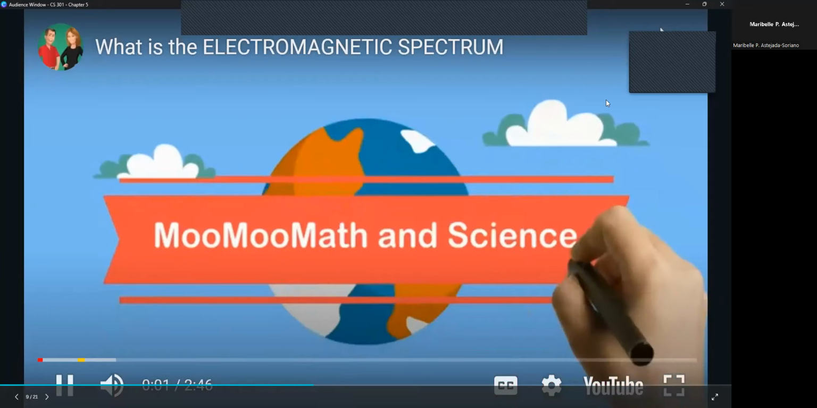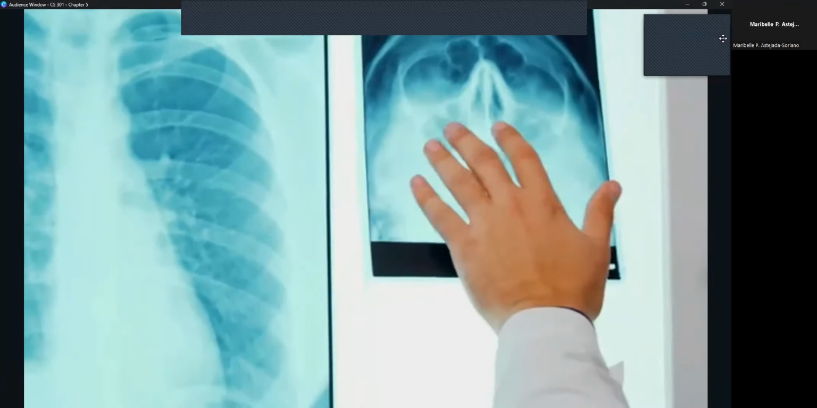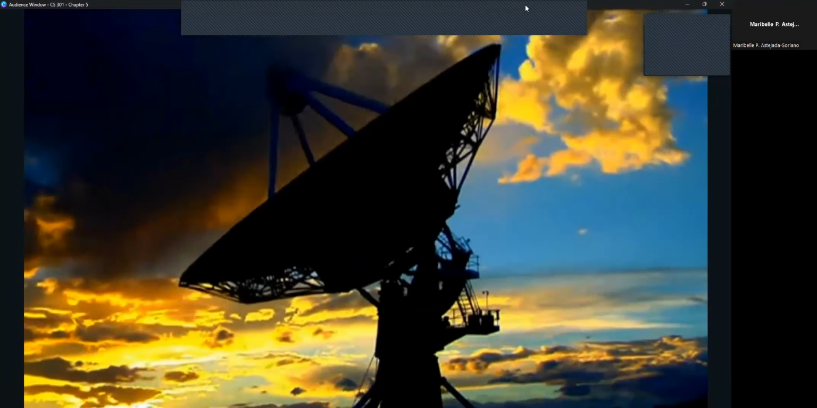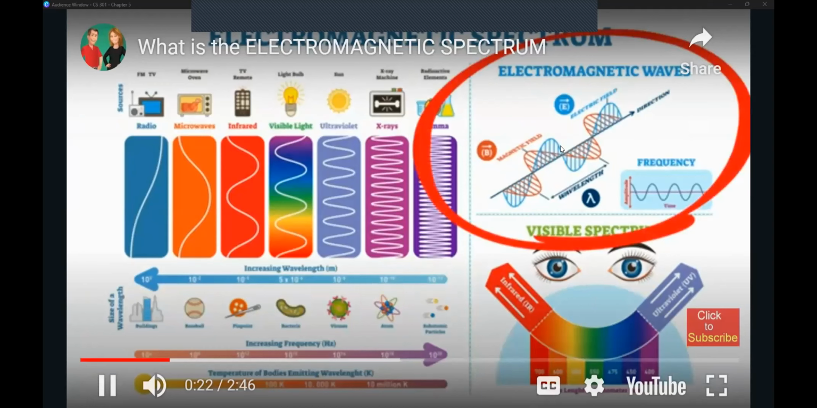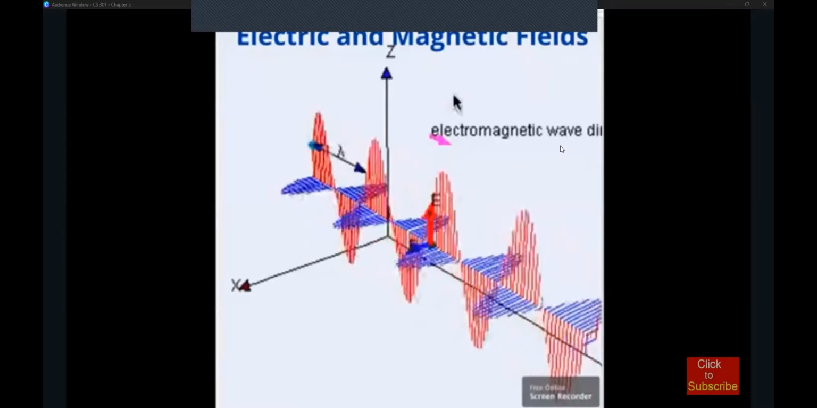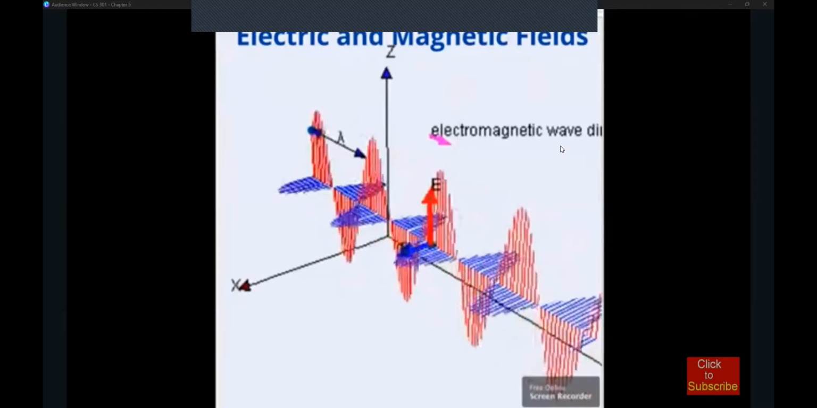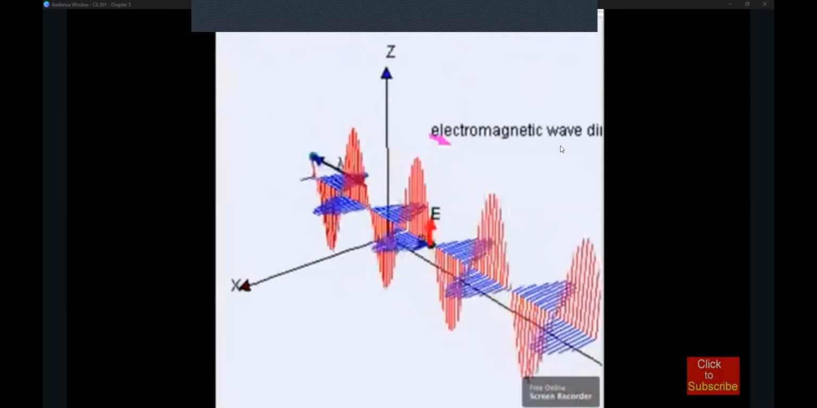What do all these activities have in common? Each of them use waves from the electromagnetic spectrum. The electromagnetic spectrum is composed of EM waves. These are waves that are created as a result of vibrations between an electric field and a magnetic field. In other words, EM waves are composed of oscillating magnetic and electric fields. This is why they are called electromagnetic waves. The electric field and the magnetic field of an electromagnetic wave are perpendicular or at right angles to each other, and they're also perpendicular to the direction of propagation of the wave.